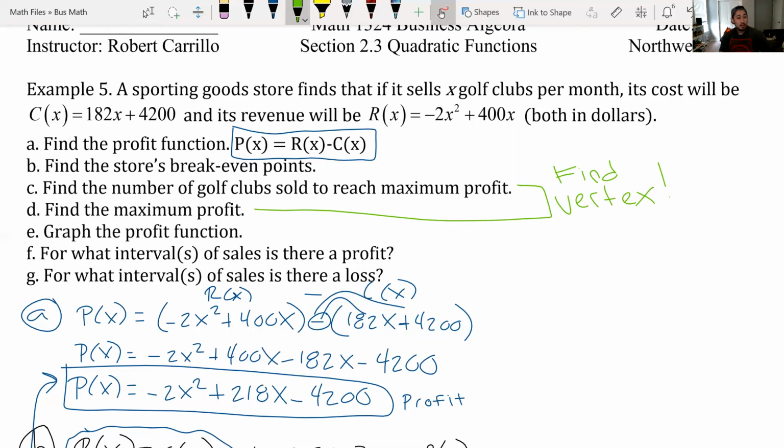So find the number of golf clubs. Well, remember, golf club is represented by X in this problem. Find the maximum profit. That is the Y value of this problem. So that's all we're looking for. We're looking for H and we're looking for K. So C is going to be the value of H and D is going to be the value of K.